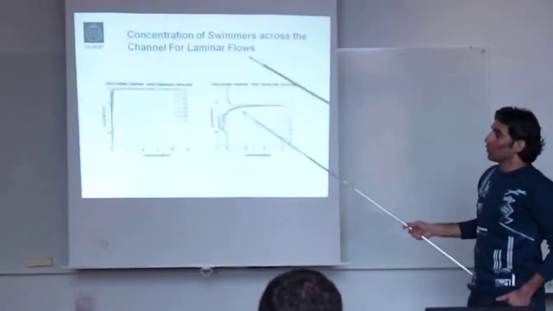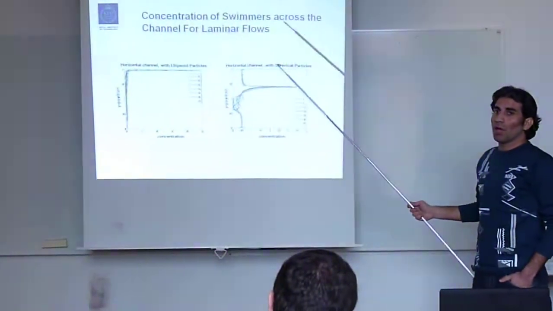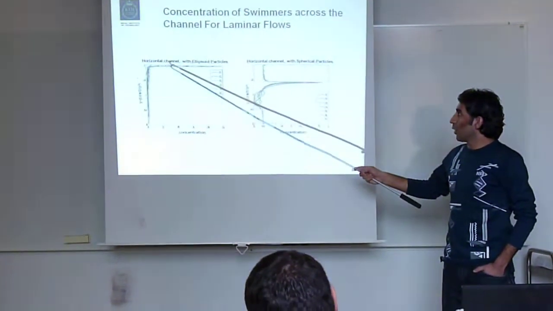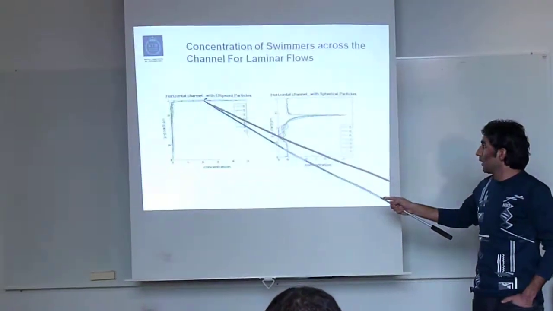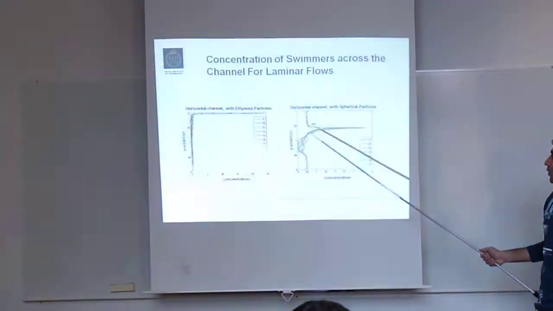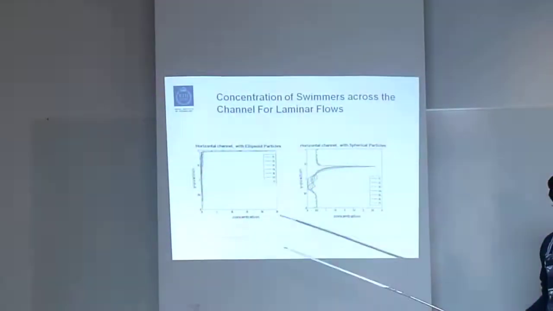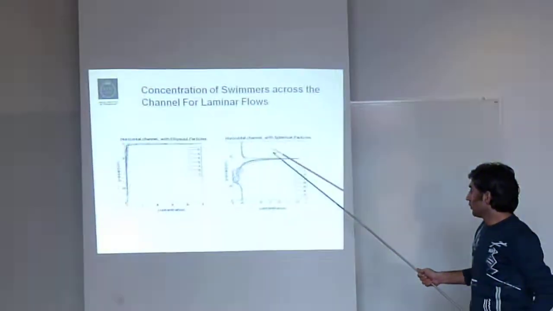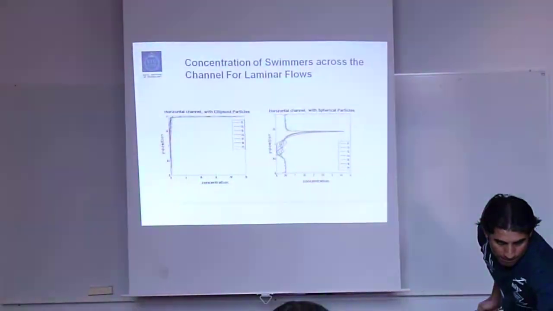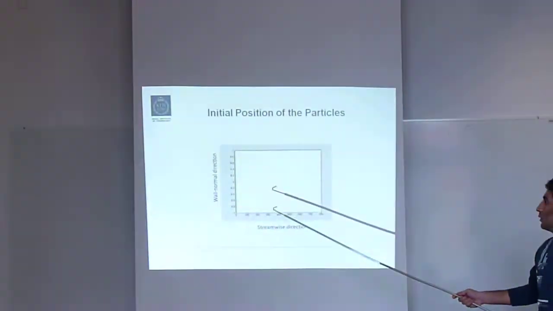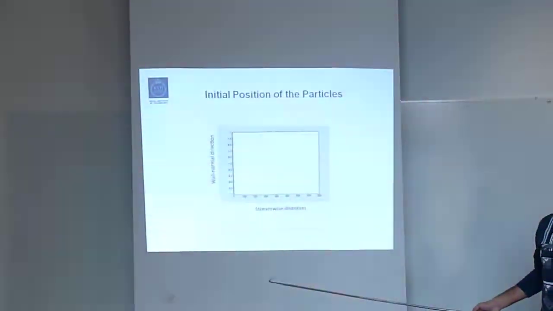And this was for the simulation of the streamers for the laminar cases, and here we can see that electrolyte particles are accumulating at the wall, and this is taken at different time steps. And for the spherical particles, they are accumulating at 0.6 units below the upper wall. And this is the initial position of our particles along the streamer's direction.